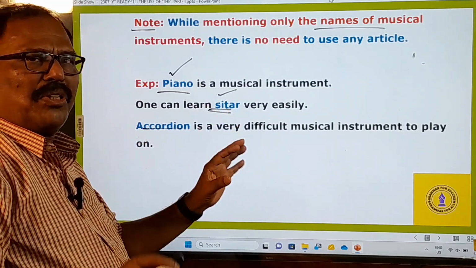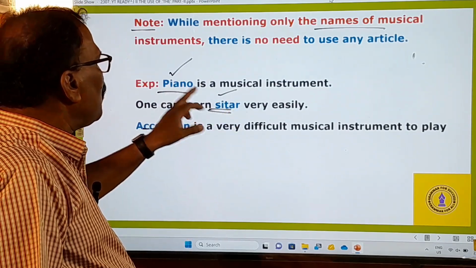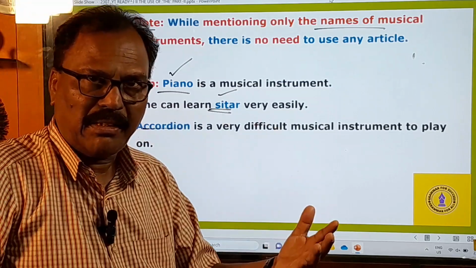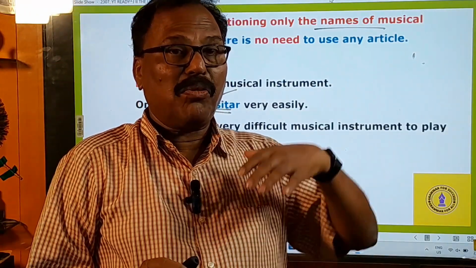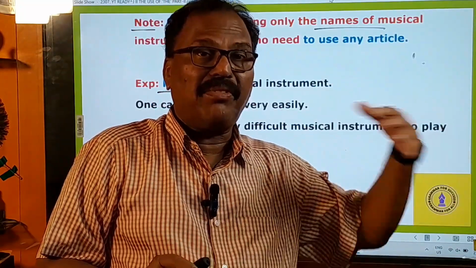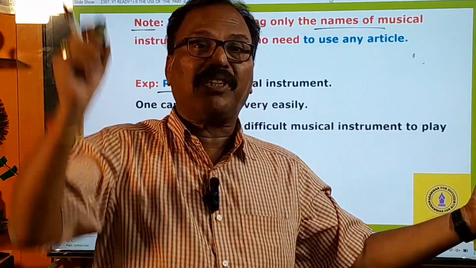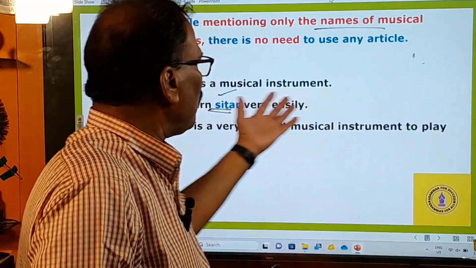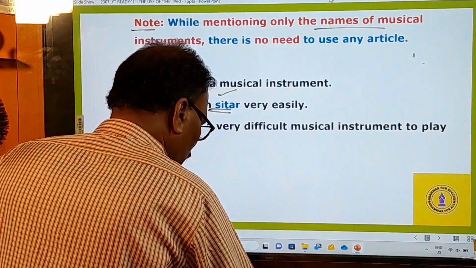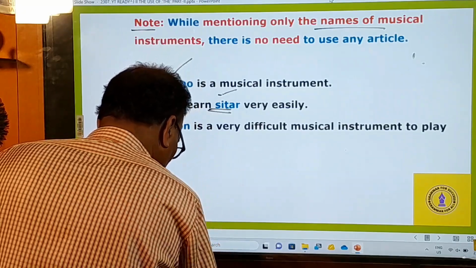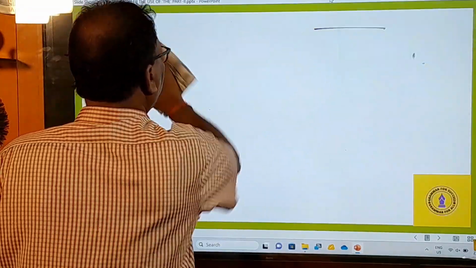Moreover, these musical instruments are not occurring after the verbs like and play. Remember, only if they occur, if they come after the verbs like and play, we have to use the definite article before them, otherwise don't. So the rule position is clear. And now you go to the next rule.